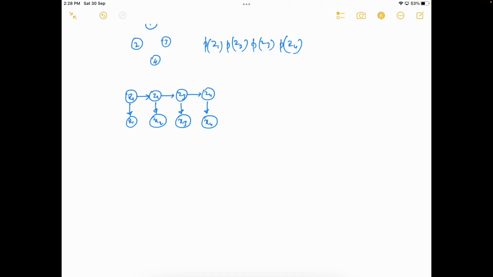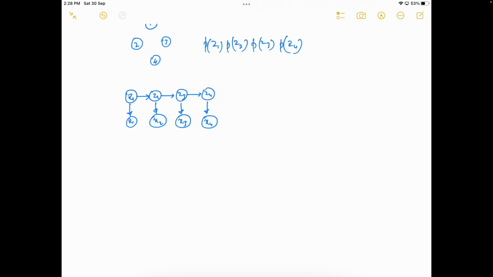Is it a DAG? It is directed and it is acyclic, so it is a DAG. And P of Z1 into X1 given Z1, Z2 given Z1 into X2 given Z2, like all that HMM thing, right? This thing is familiar to you, right?